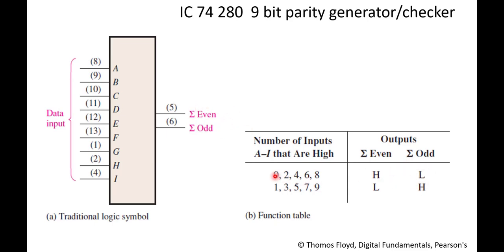You can see here 0 number of ones, 2 number of ones, 4 number of ones, 6 number of ones, and 8 number of ones. In all these conditions, your even output will go high. At the same time, your odd output goes low. In the same way, when the data inputs have an odd number of ones, like 1 number of 1, 3, 5, 7, 9 number of 1s, in this case, your even output goes low because it's not having an even number of ones, and your odd output goes high because you're having an odd number of ones.